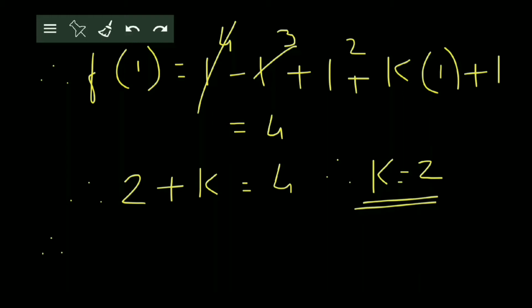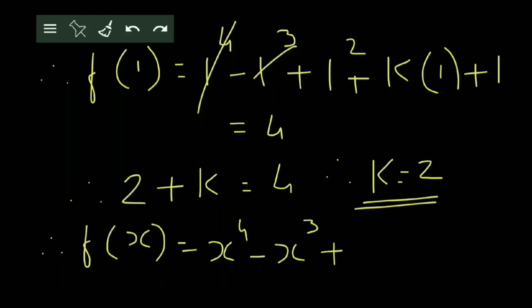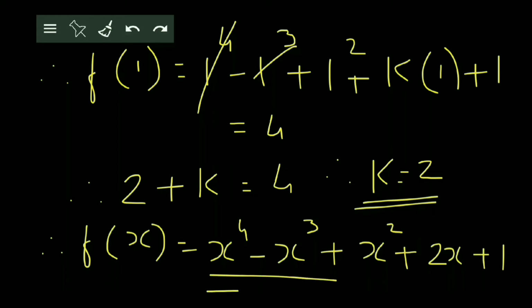Now we are in a position to write f(x). So f(x) becomes x raised to 4 minus x cube plus x square. And instead of k, we got 2, so 2x plus 1. Thus, we get the value for f(x).